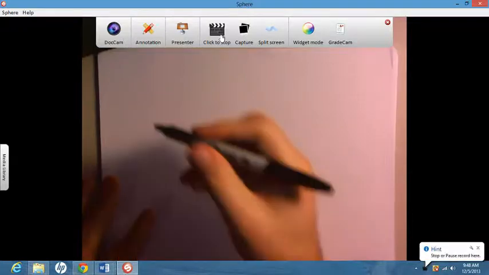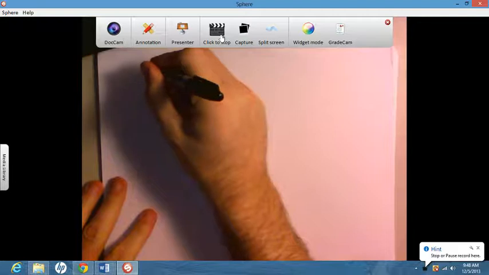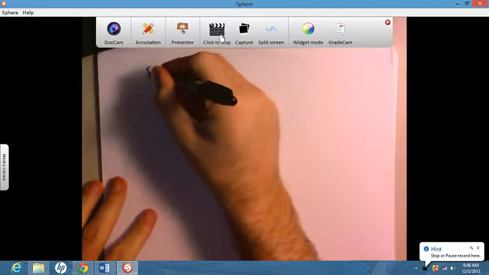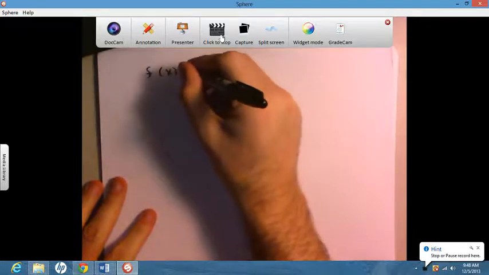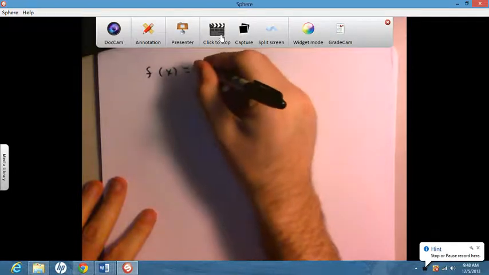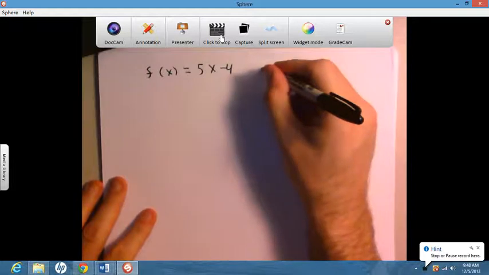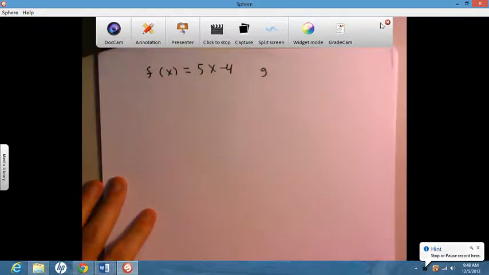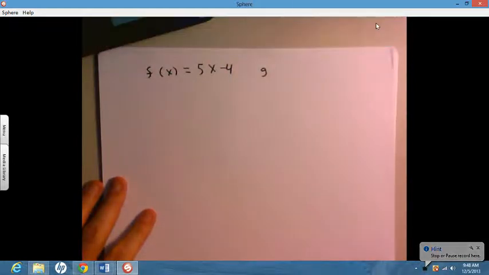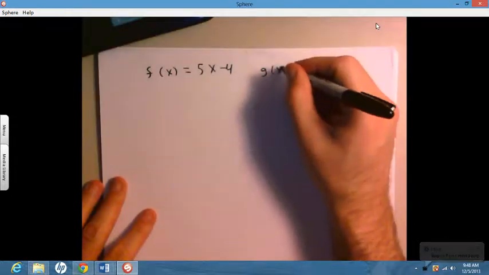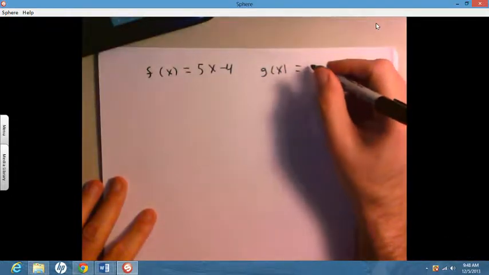Okay, so let's take a look at combining functions. So we're going to look at the functions f of x is equal to 5x minus 4, and g of x is equal to x plus 8.